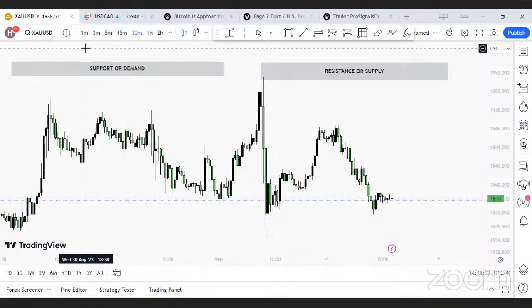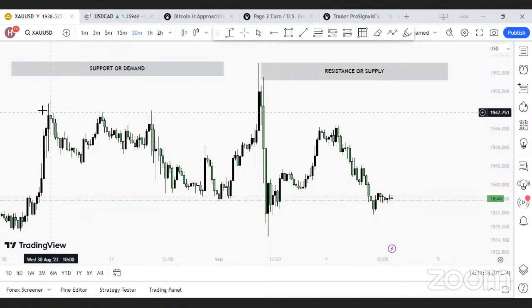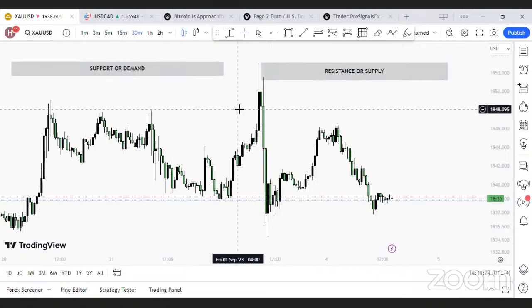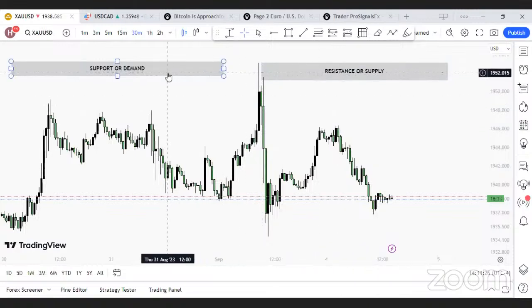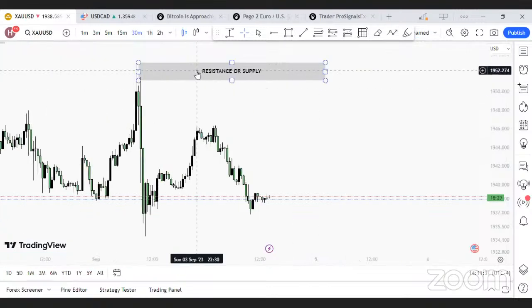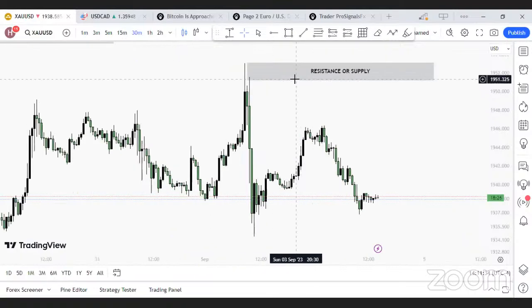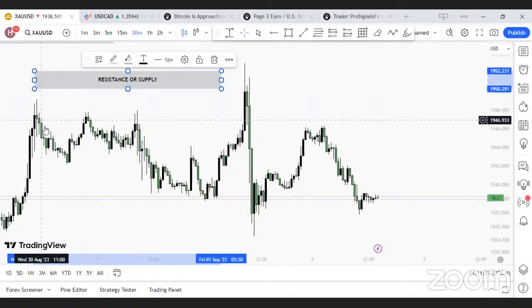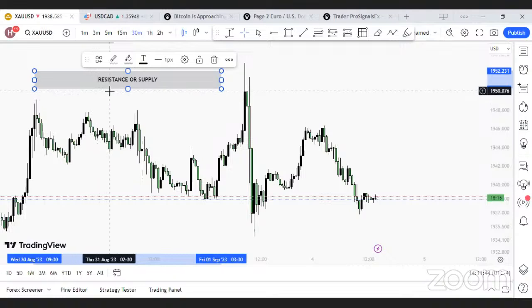Now if you want to plot your support and resistance, you want to look at a place where the market has been. Let's use resistance, or supply, as our first example. Let's just hide this. Now, what is resistance? Resistance is when a market is making an up move. That is an upward movement.